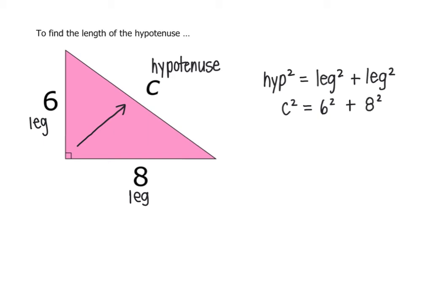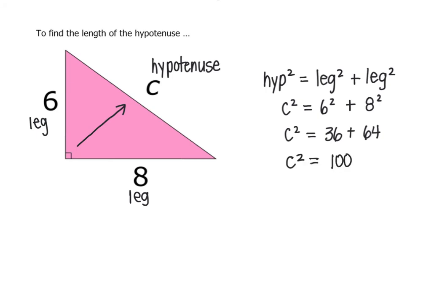Now we'll expand this. C squared we'll leave as it is. We'll take 6 squared and know that that is 6 times 6, or 36. And then we'll do 8 squared, or 8 times 8, which is 64. We can simplify this further to say that c squared is equal to 100.